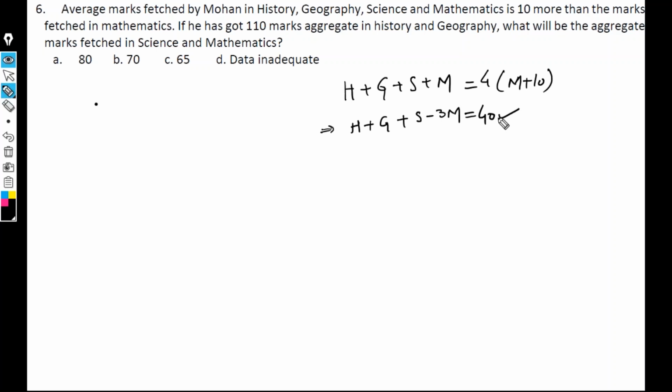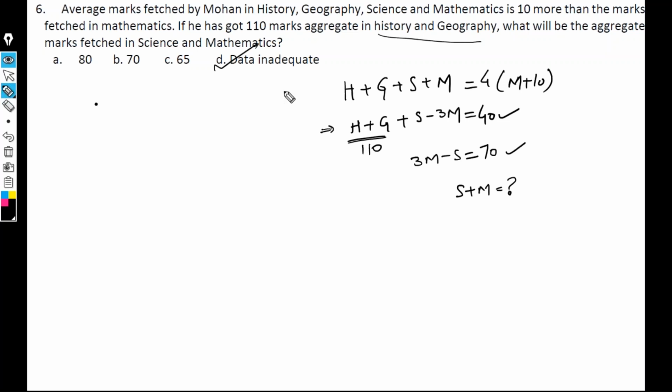Then he says he has got 110 marks aggregate in history and geography. So h plus g is 110. It gives us 3m minus s equals 110 minus 40, which is 70. And the question is what will be the aggregate marks fetched in science and mathematics? So there is only one equation involving two variables. So the answer is data inadequate. That's it.